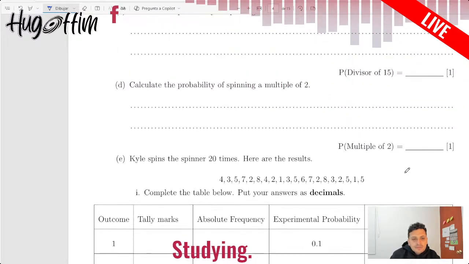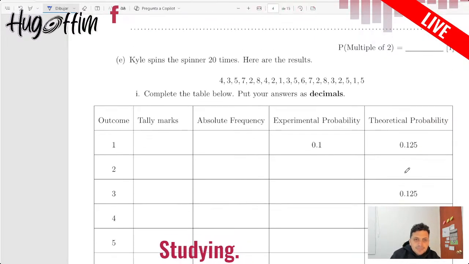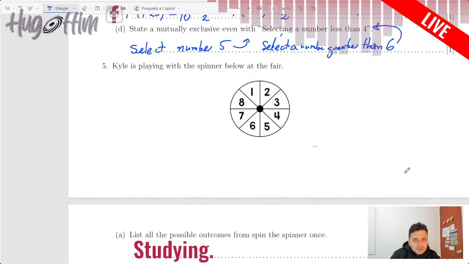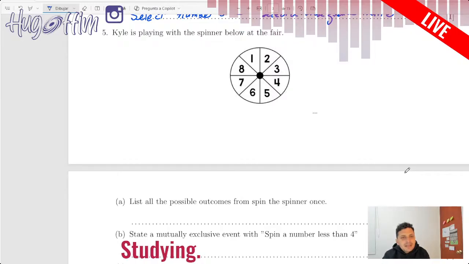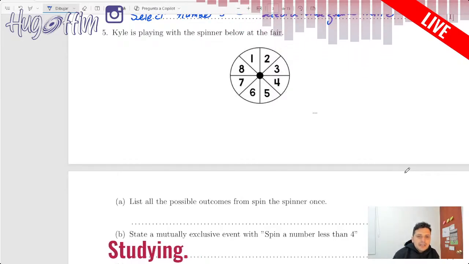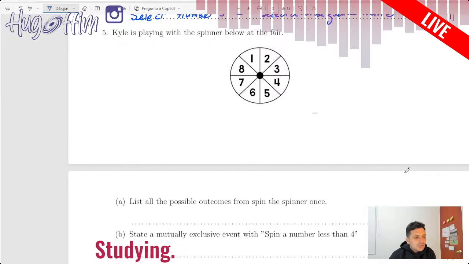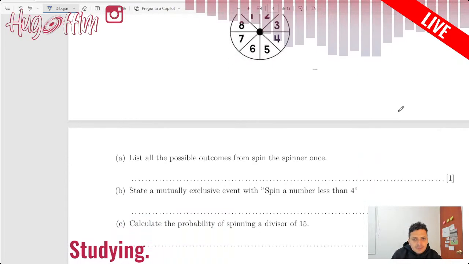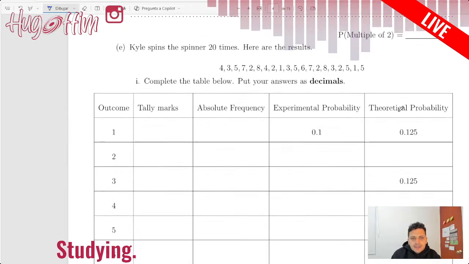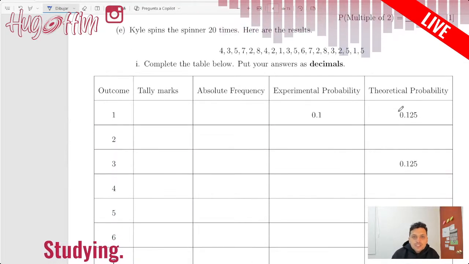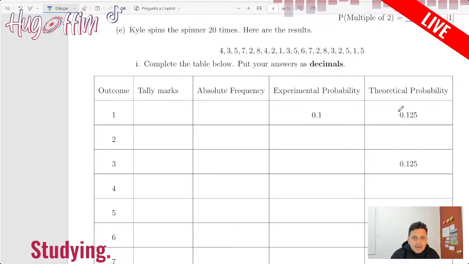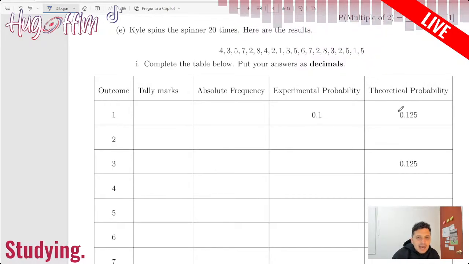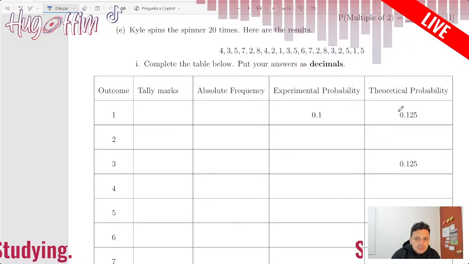Now we're going to another question, a question that I heard by chat, question 5E. I'm not going to do the other questions, but I'm just going to go to this one. Kyle is playing with a spinner below at the fair. It's a spinner that has 8 possible numbers, a number from 1 to 8. This is the first thing we're going to see. Here the question says, Kyle spins the spinner 20 times. Here are the results. So we have 20 results of our spinner that goes from 1 to 8. Complete the table below. Put your answers as decimals.